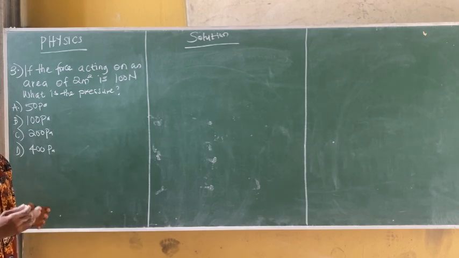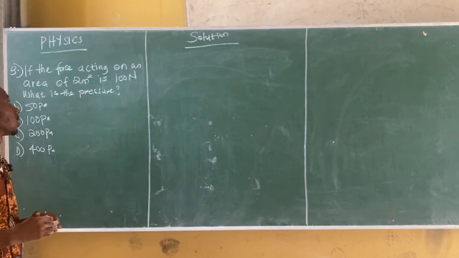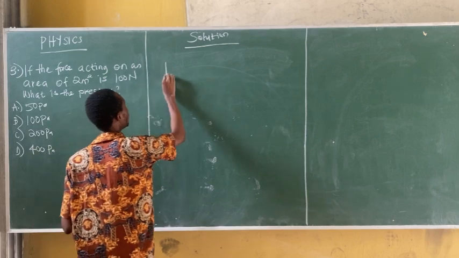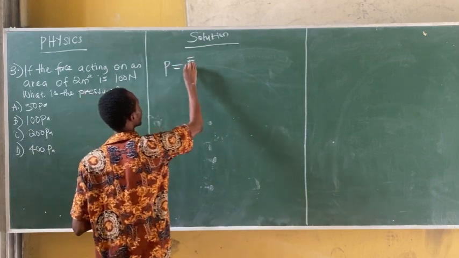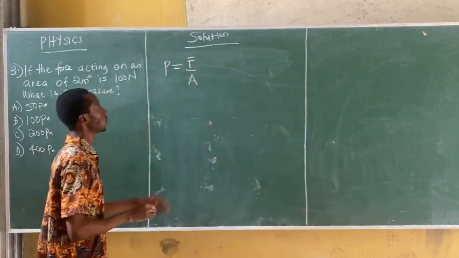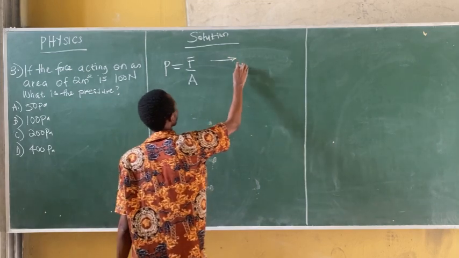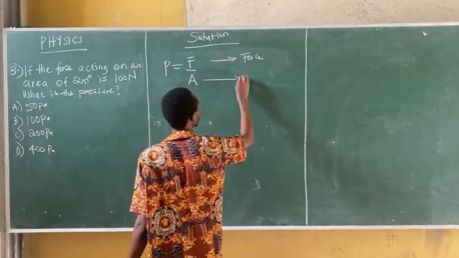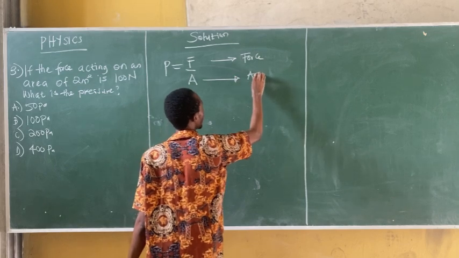Pressure is the force acting per unit area. Mathematically, it is expressed as P = F/A, where P stands for pressure, F stands for the force, and A stands for area.